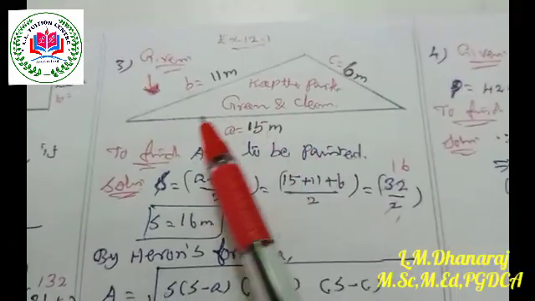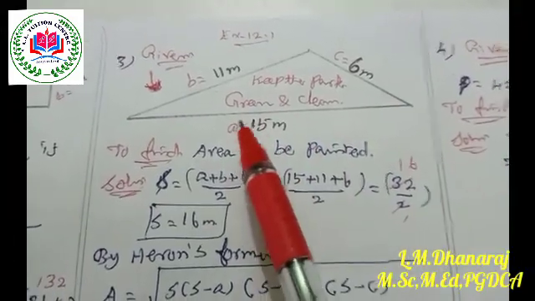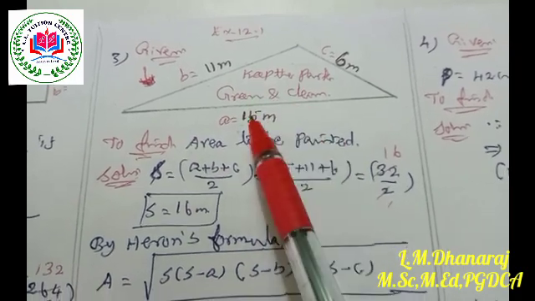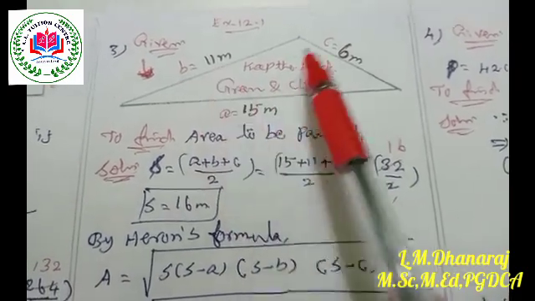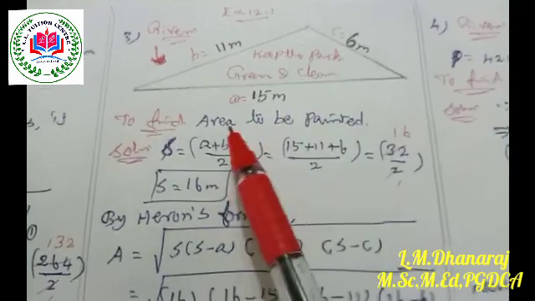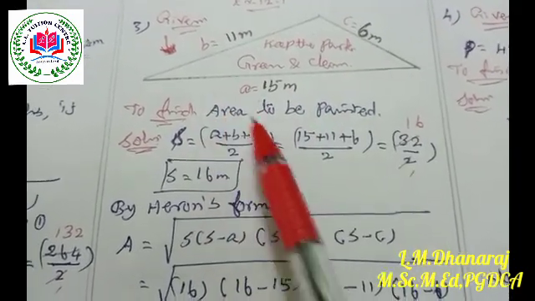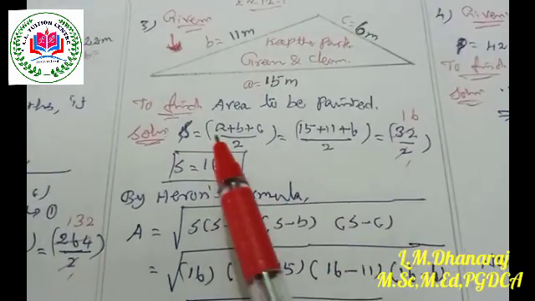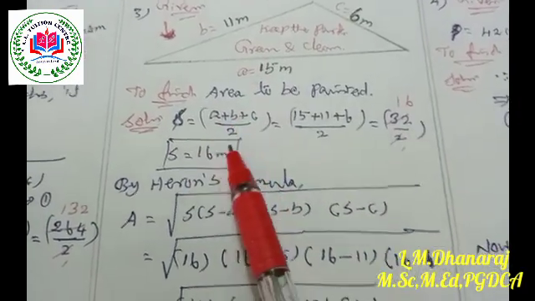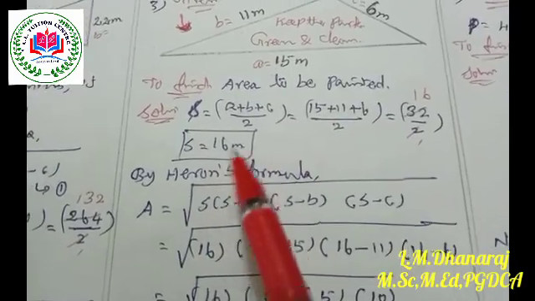Question number 3, a triangle is given over here. A is 15 meter, B is 11 meter and C is 6 meters. Now we need to paint this area, so we have to find the area to be painted. First let us find S. S is equal to A plus B plus C divided by 2. We will be getting S is equal to 16 meters.